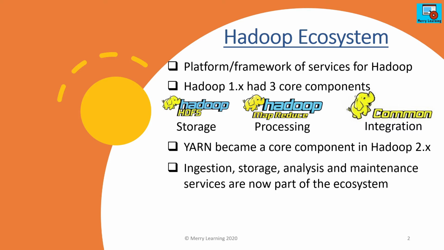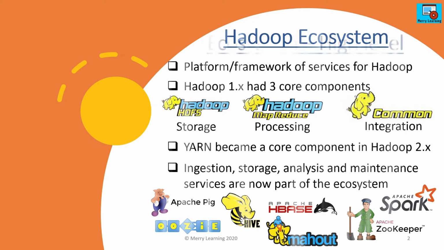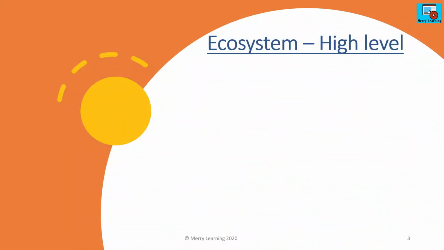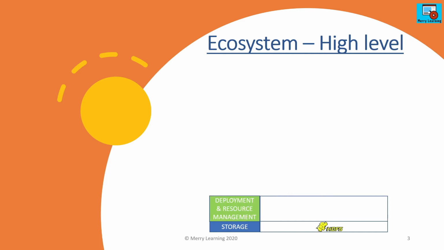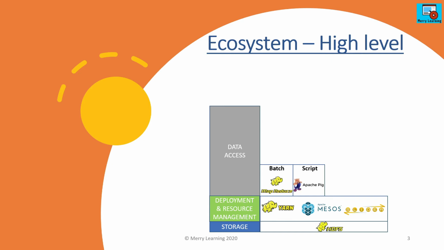Now, various services which helps in ingestion, storage, and analysis are part of the ecosystem. Let's see a high-level view of the Hadoop ecosystem. For storage, there is HDFS. For deployment and resource management, there is Yarn, Mesos, Slider, etc. In data access, for batch processing, there is MapReduce. There is the script-based ETL processing engine Apache Pig. For SQL, there are Hive, Impala, etc. For NoSQL databases, there are HBase, Accumulo, Phoenix.